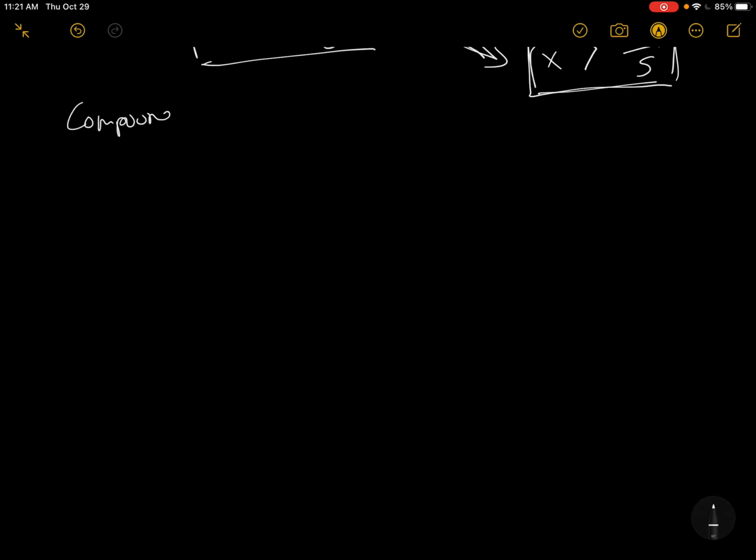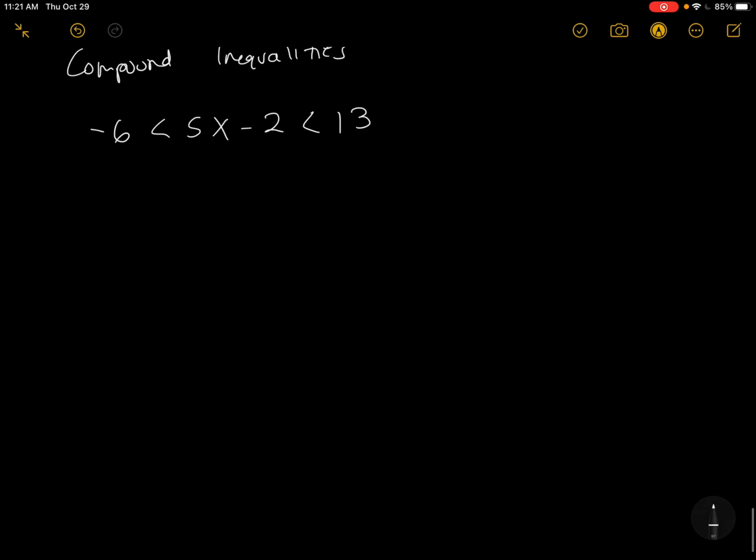The very last thing is compound inequalities. And these are actually not very complicated. They're just like what we were just doing. The only thing is you have multiple sides. So compound inequalities, we graphed one earlier where it's like x is between two numbers.